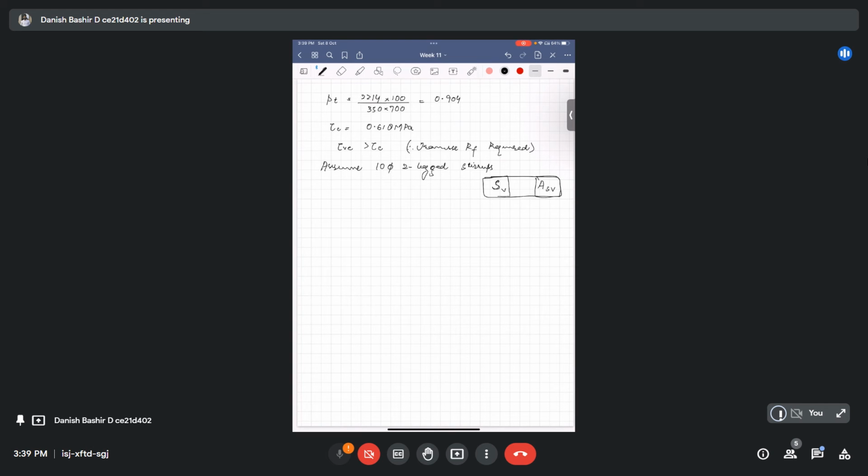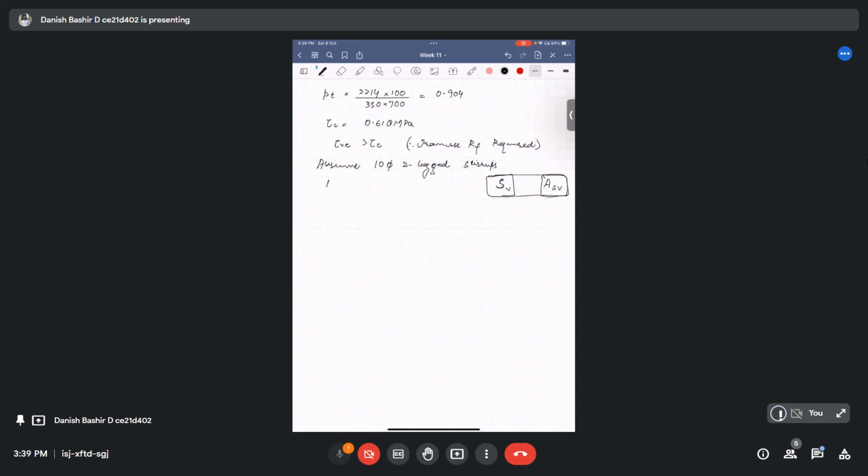If we assume any random spacing and get the areas, maybe we will get an area which no diameter will fall on. So it is better to assume the area of the stirrups, that is, by assuming the diameter of the stirrups and the number of legs, getting the spacing, and then optimizing it as per the code requirements. Okay, so that's why I'm assuming 10 mm two-legged stirrups.